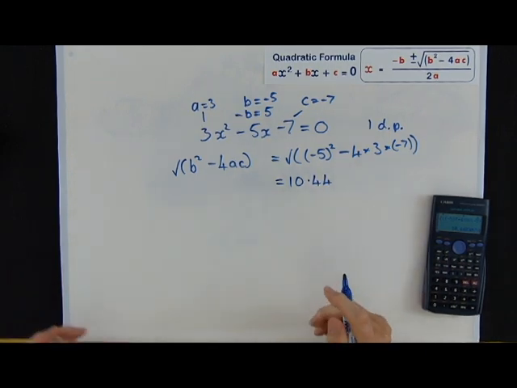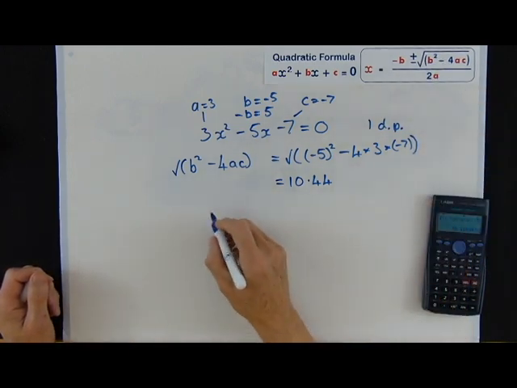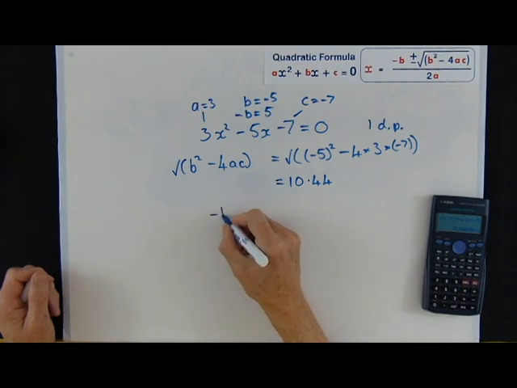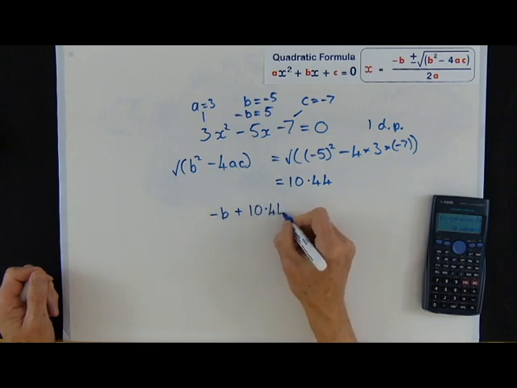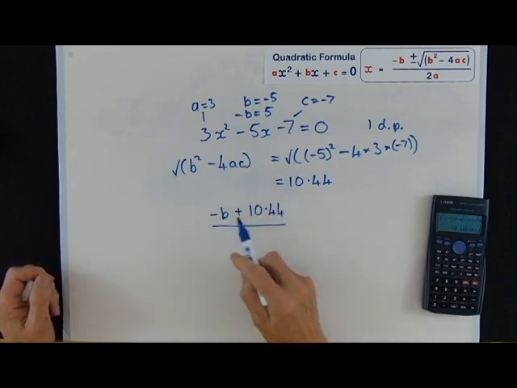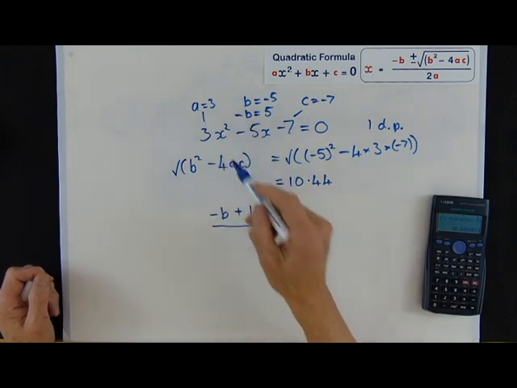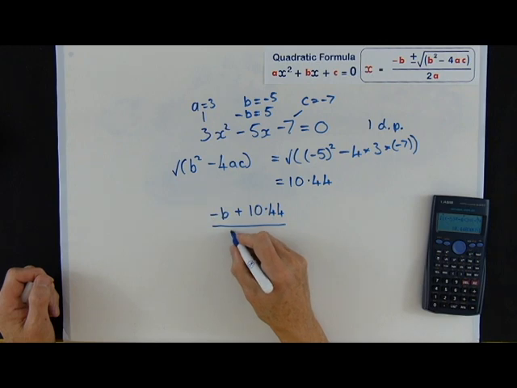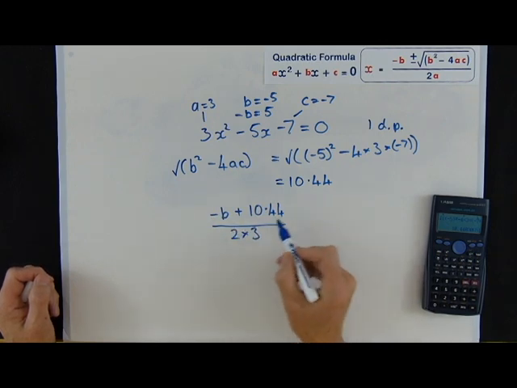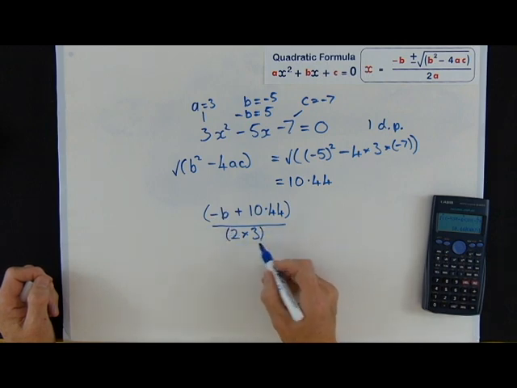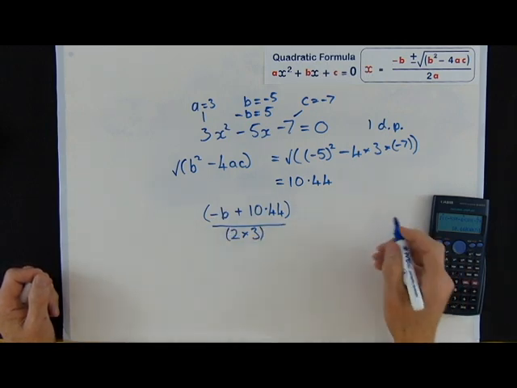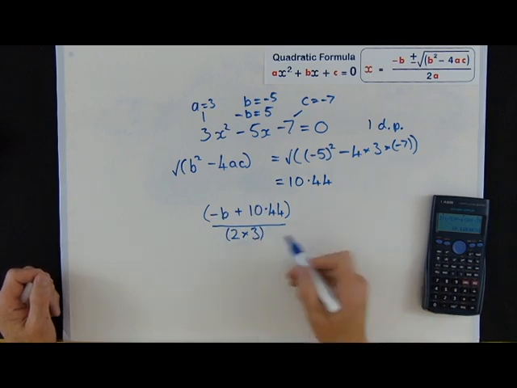10.44. Now we've got 2 solutions we want to look at, the plus and the minus. So we've got minus b, the plus one is plus 10.44 all over 2 times a, because it's 2a, so it's 2 times 3, which, because we're adding numbers and taking away in the top, always bracket, and if you're multiplying in the bottom, bracket as well, except we'll just put in 6 for 2 times 3 there. But it's good practice to, if there's more than one thing in the bottom, bracket it.